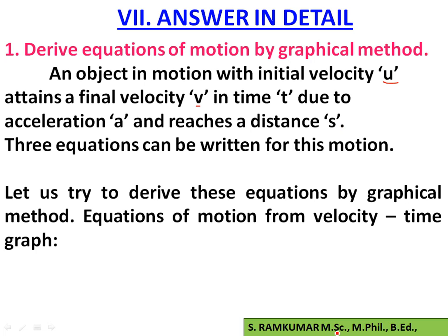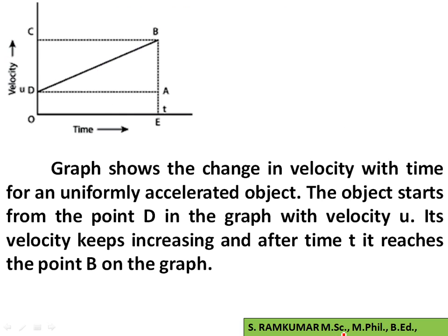The equations of motion from velocity time graph. The graph shows the change in velocity with time for a uniformly accelerated object. The object starts from the point D in the graph with velocity u. Its velocity keeps increasing and after time t it reaches the point B on the graph.